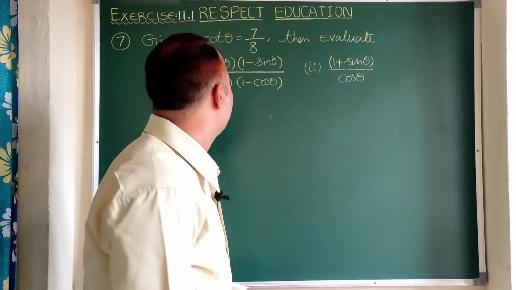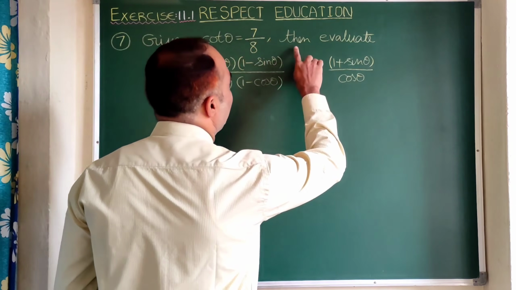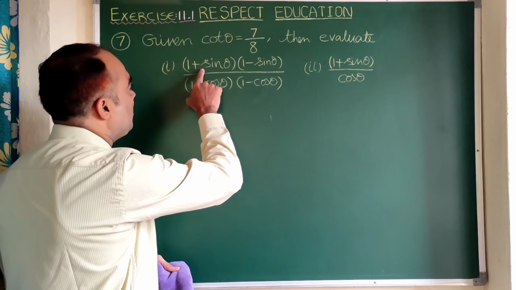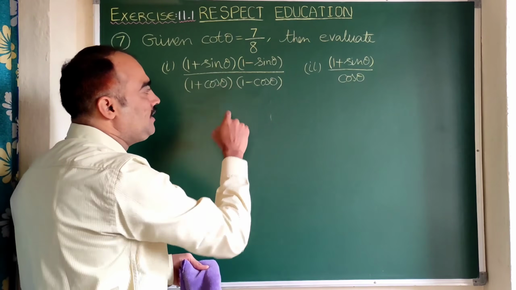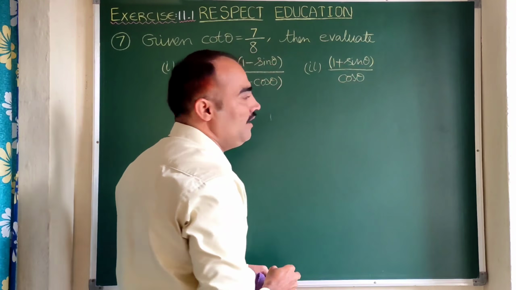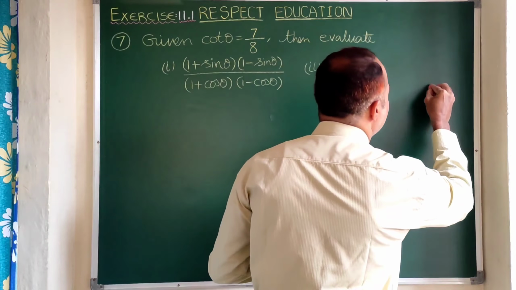Now we see question number 7. Given cot theta equal to 7 by 8, then evaluate. There are 2 parts. First part is (1 plus sin theta) into (1 minus sin theta) by (1 plus cos theta) into (1 minus cos theta). Second part is 1 plus sin theta by cos theta. So here first let us draw a right angle triangle.